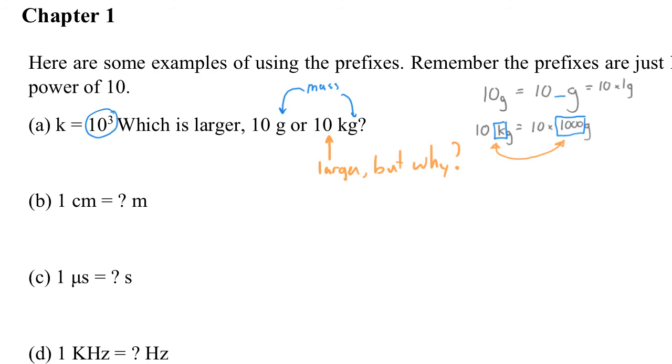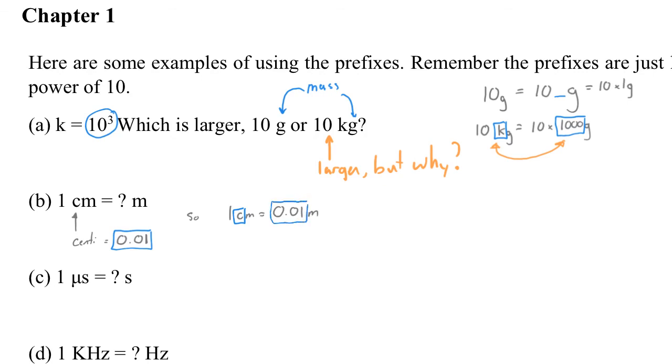Here we have 1 centimeter equals how many meters? Well, to figure out how many meters 1 centimeter is, what we need to do is get rid of that C, but replace it with what value it actually stands for. What does C actually stand for? Well, that's correct. C stands for the word centi, and centi means 1/100th. So what we need to do is replace that letter C with the number it means, and that happens to be 0.01.